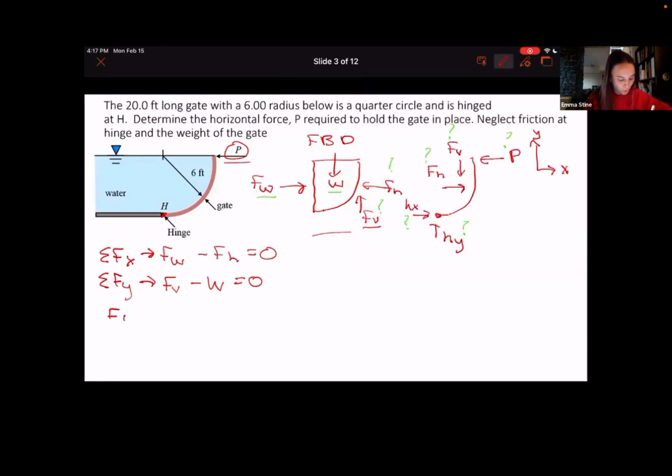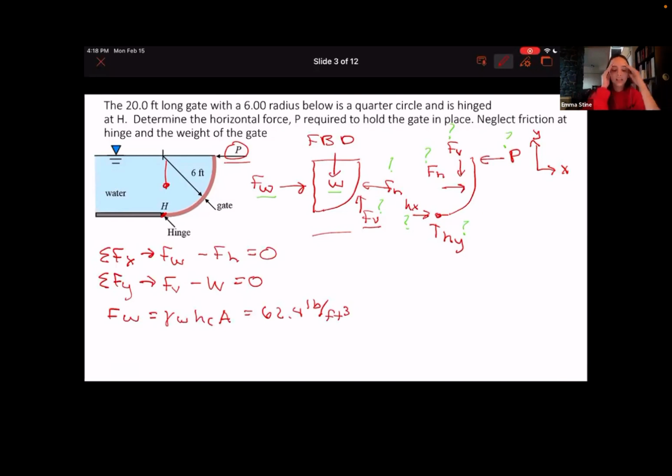So force water. We are going to look on page 18 of your notes, and it's going to be a very familiar equation, which is gamma water times HC times area. Gamma water we know, which is 62.4 pounds force per foot cubed. HC is just going to be half of this, so the centroid of the thing.